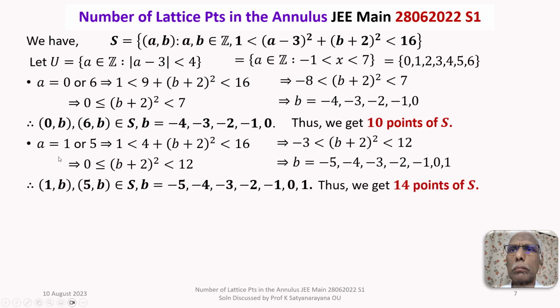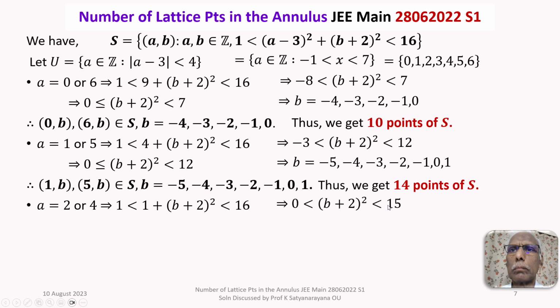So we go to the next, a is equal to 2. So a is equal to 2 or 4, like the above argument, and this will be 1 less than 1 plus (b plus 2) whole square less than 16. Now add throughout by minus 1. We will get 0 less than (b plus 2) whole square less than 15. Now (b plus 2) whole square is greater than 0. It is giving greater than 0. Therefore, you cannot have 0 less than or equal to. Therefore, 0 is not included in this case.